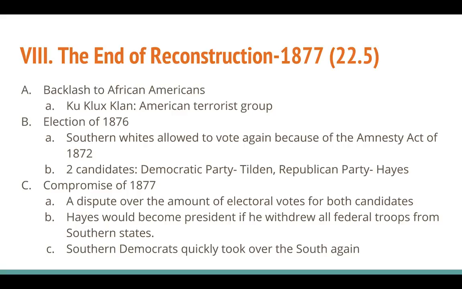What also brought about the end of Reconstruction for the United States was the election of 1876 and the Compromise of 1877. Basically, Southern whites were allowed to vote again because of the Amnesty Act of 1872, right in time for our election of 1876. There were two candidates running for president in 1876. For the Democratic side, it was Tilden, and for the Republican side, it was Hayes.